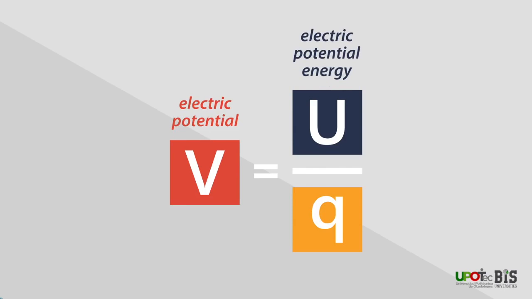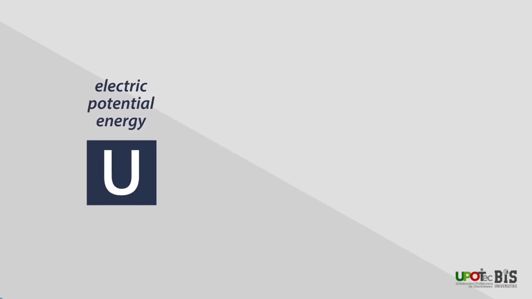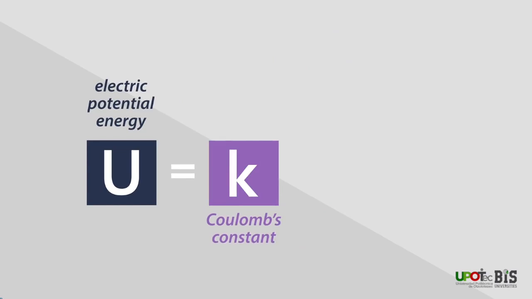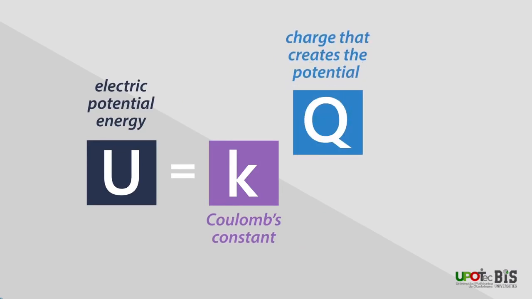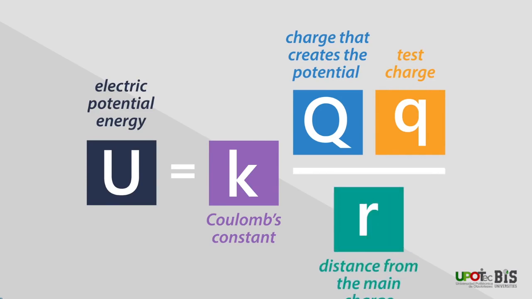the electric potential energy U divided by the charge q that would be placed at a point some distance away from the main charge. The electric potential energy is equal to Coulomb's constant k multiplied by the charge that creates the potential, big Q, times the charge that would be placed at a point some distance away from the main charge, small q, and divided by the distance r.